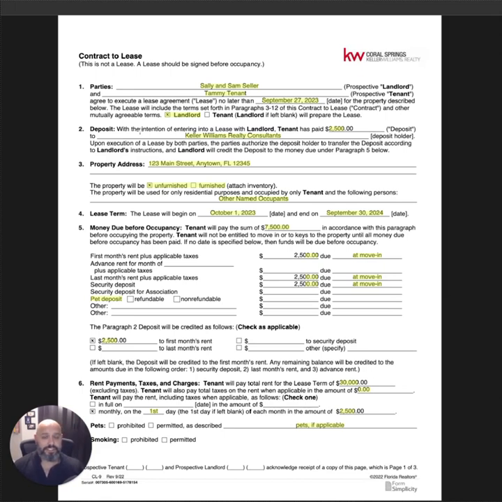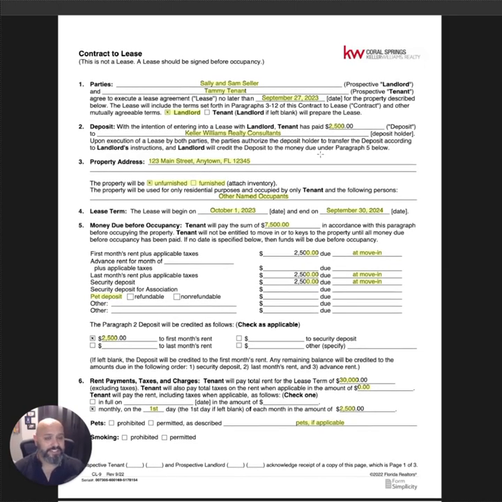Okay, so now let's talk about paragraph 2. This is going to be the good faith deposit. With the intention of entering into a lease with the landlord, the tenant has paid a deposit. For this example, we're saying $2,500, which is equal to 1 month of the monthly rent. So the tenant has paid $2,500 to the deposit holder.